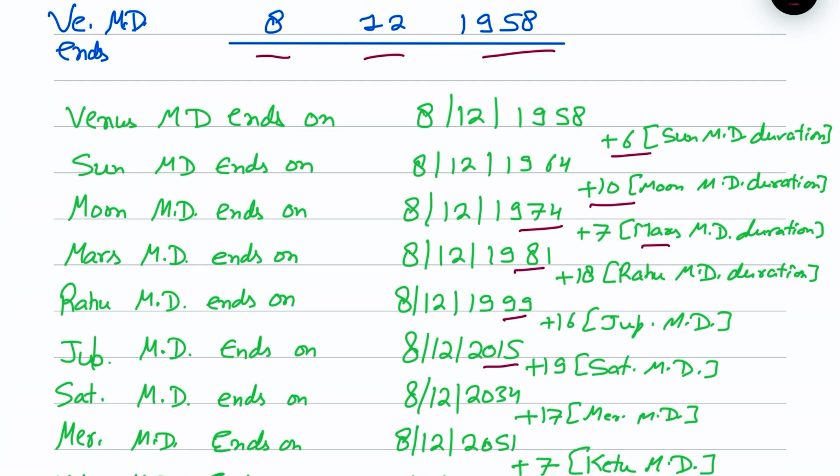Then 19 years for Saturn, 2034. Then 17 years for Mercury, 2050. 7 years for Ketu. So this is the cycle from 1938 till 2058. It is a 120 years span.